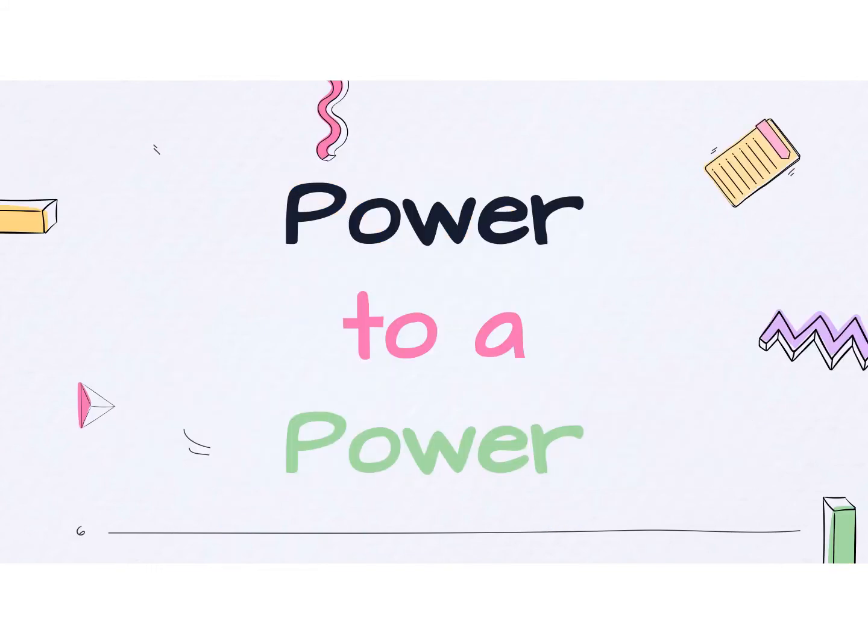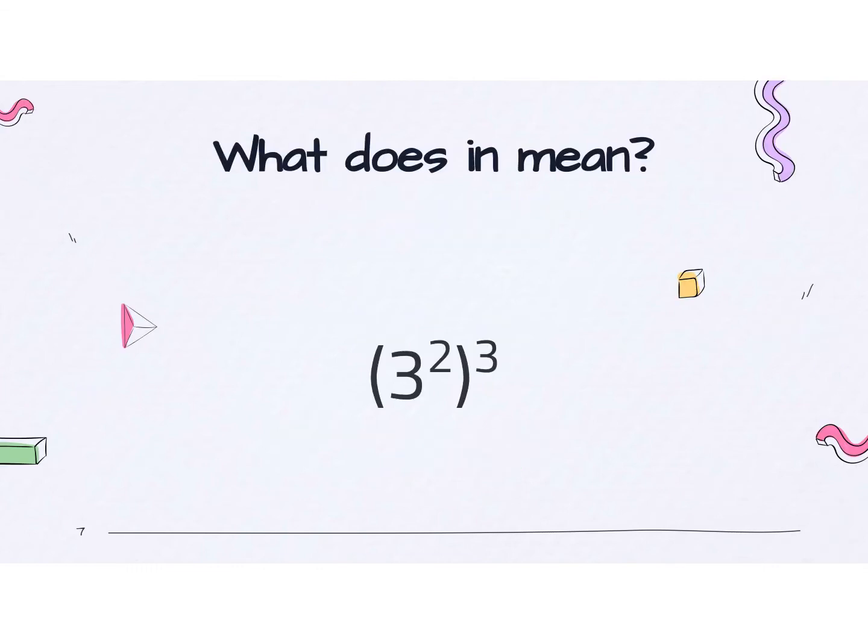Power to a power. What is it all about? Let's take a look at what this means. This means 3 to the power of 2 raised to the power of 3. A power to a power. So that's what we're talking about: an exponent raised to an exponent. Remember that what separates these two exponents is a parenthesis. And what do parentheses mean in mathematics? They mean multiply.